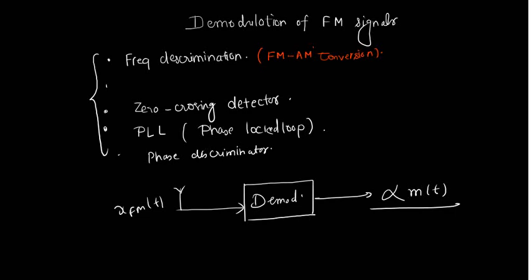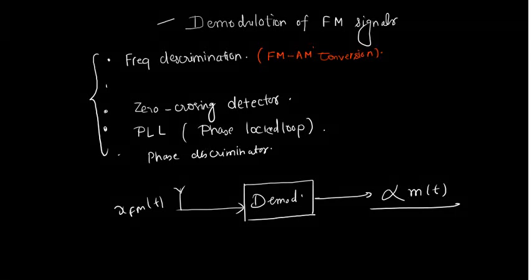So, today we will start the topic of demodulation of FM signals. There are four methods which we will discuss for the demodulation of FM signal. First is the frequency discrimination method or FM to AM conversion method. Second is the zero crossing detector method. Third is the PLL method, which you have also studied in your B lab. And the last one is the phase discrimination method.